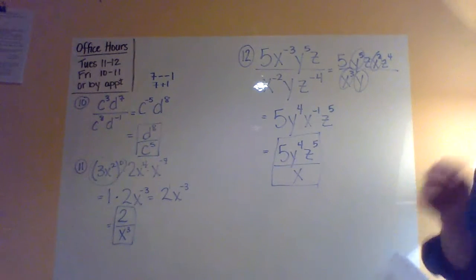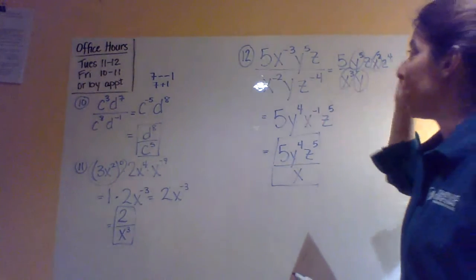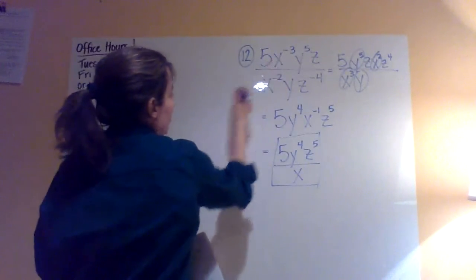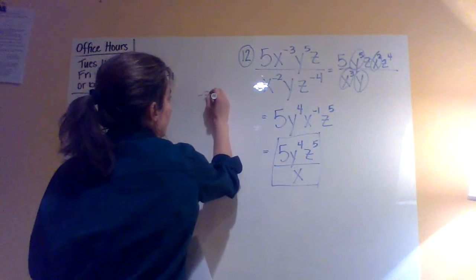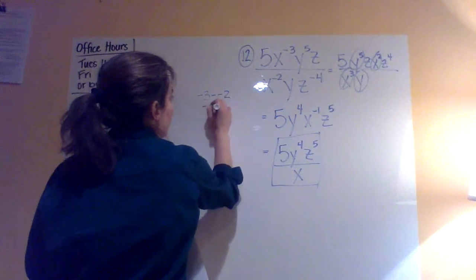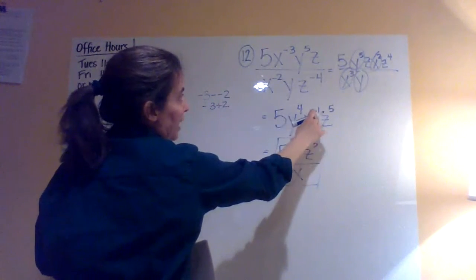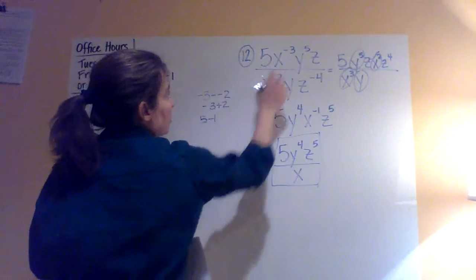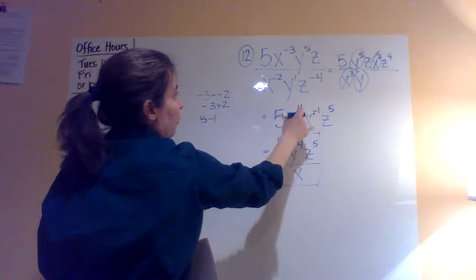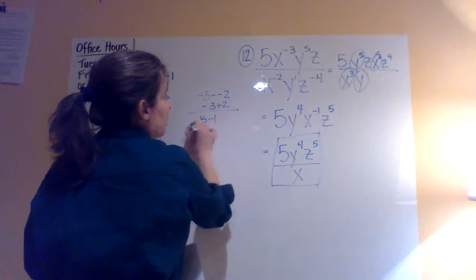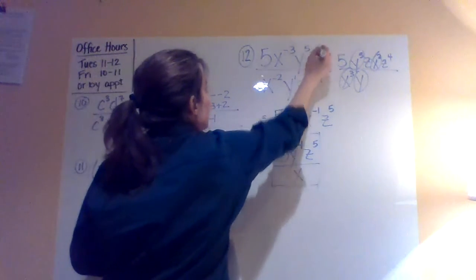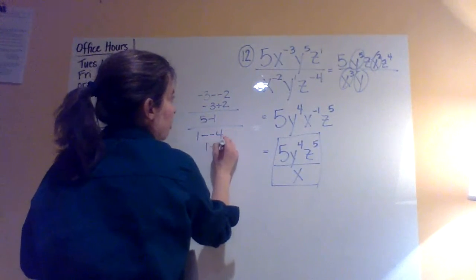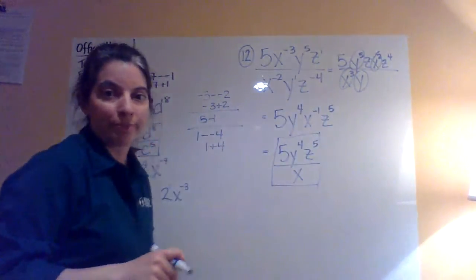Now, I didn't have to move these around at first to be positive. I could have worked with what I had here. And again, my suggestion is to write out what you're doing. So for the x's, I would have negative 3 minus negative 2, or negative 3 plus 2. There's my negative 1. Y is going to be 5 minus 1. There's my 4. And z is 1 minus negative 4, or 1 plus 4. There's my 5.